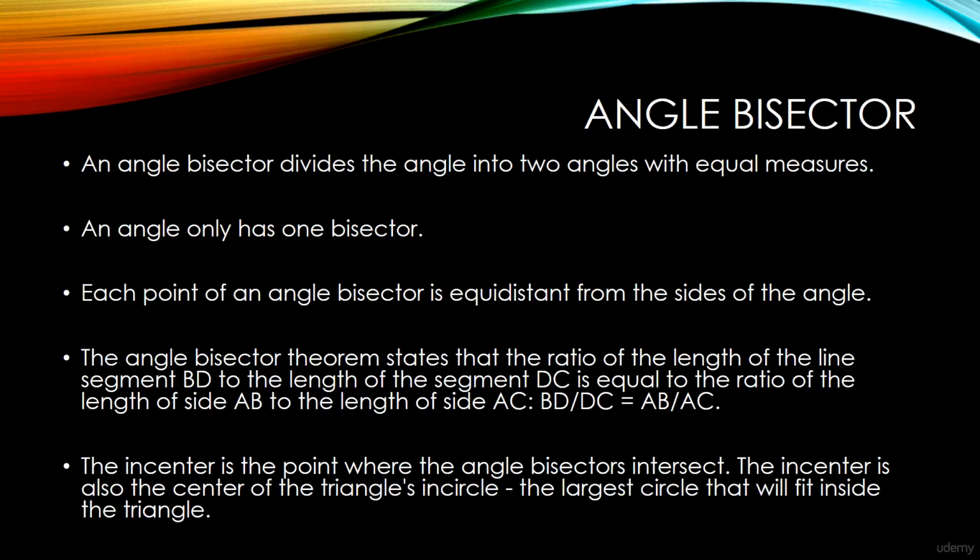The angle bisector theorem states that the ratio of the length of the line segment BD to the length of the segment DC is equal to the ratio of the length of side AB to the length of side AC. BD/DC = AB/AC. The incenter is the point where the angle bisectors intersect. The incenter is also the center of the triangle's incircle, the largest circle that will fit inside the triangle.